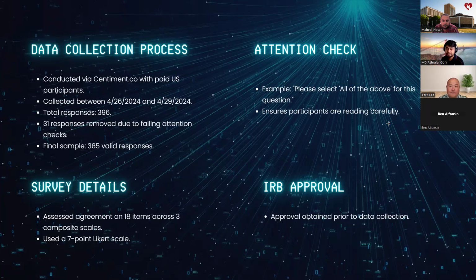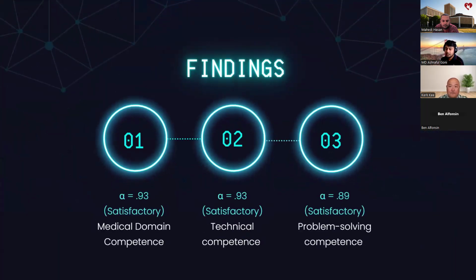moving forward. So our first goal or objective of the study was to validate our scale, and we got very satisfactory results. So you can see for the medical domain competence, we got a Cronbach's alpha of 0.93. And for technical competence, we got a Cronbach's alpha of 0.93. And in problem-solving competence, we got a Cronbach's alpha of 0.89.